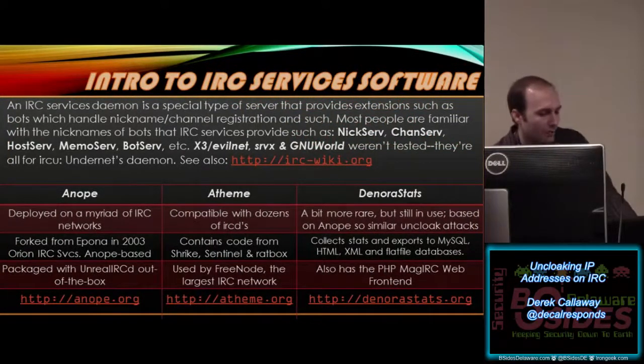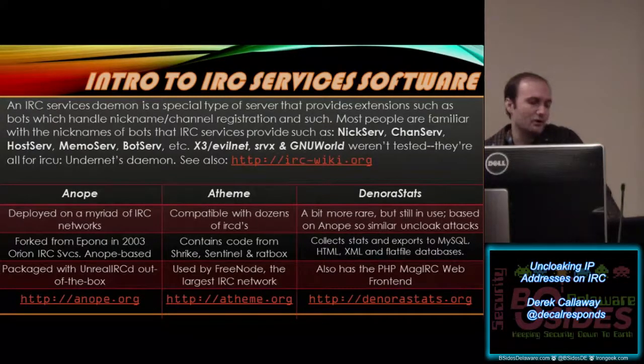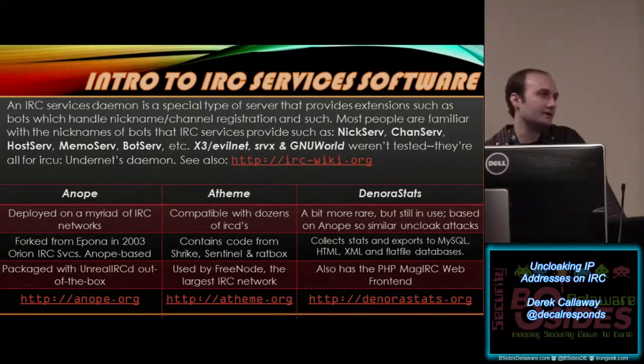This is just a general rundown of each IRC services software. Atheme is what Freenode runs. Anope comes with UnrealIRCd out of the box. I haven't seen Anope in a whole lot of places, but it's out there. Basically, as long as you see a NickServ or ChanServ, you can be relatively sure that there's IRC services software in use. And you can get a lot more information about IRC services on irc-wiki.org.